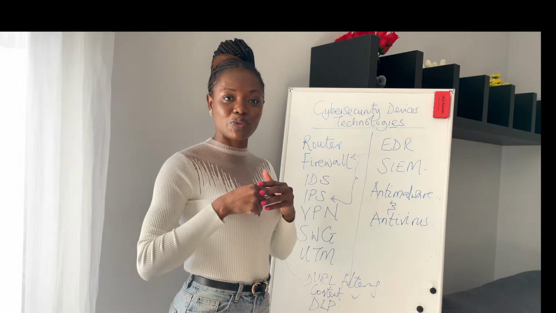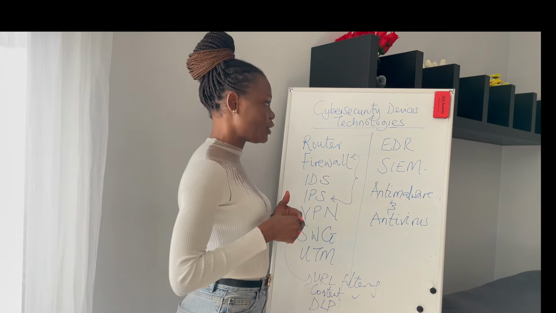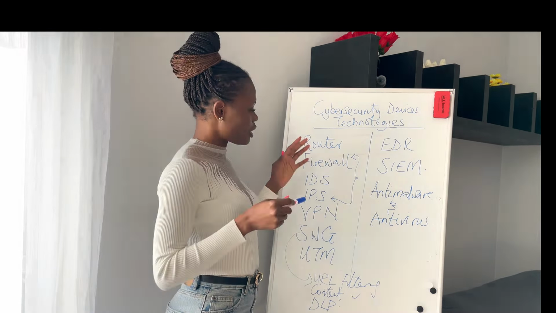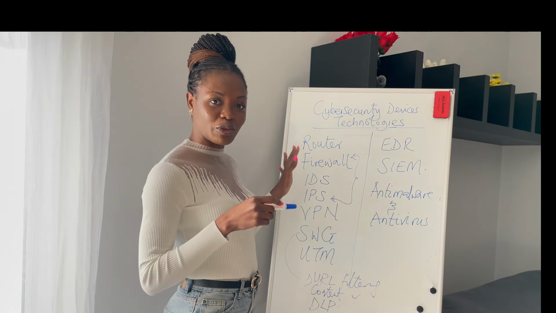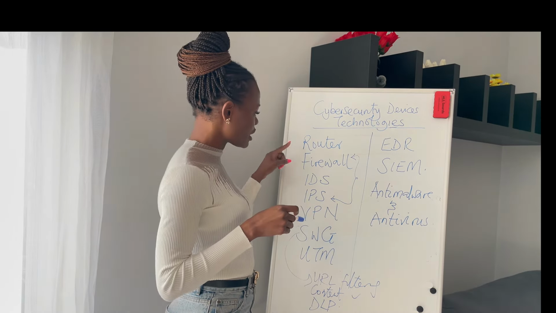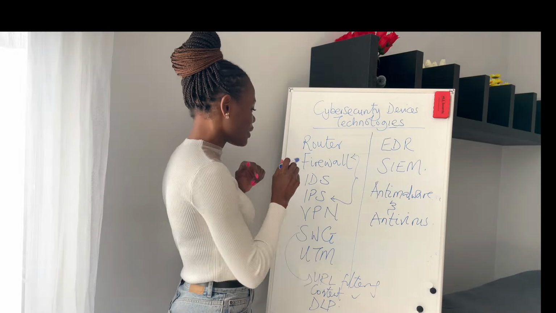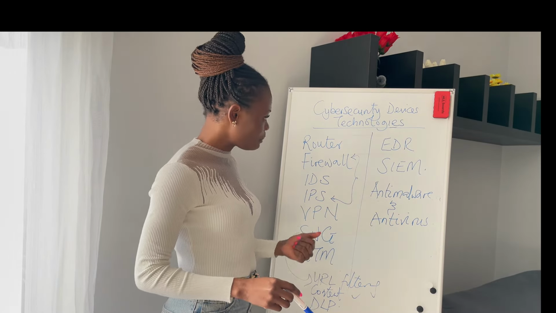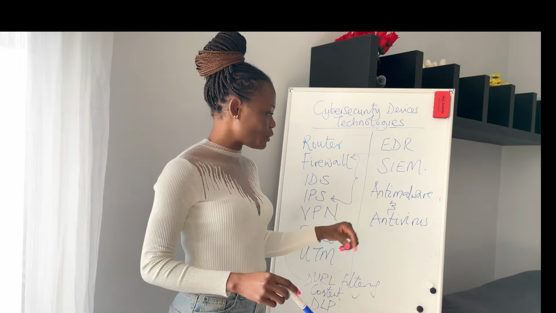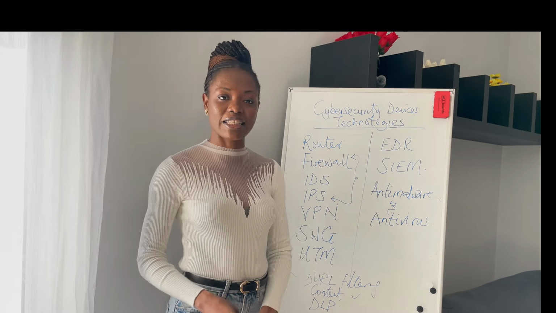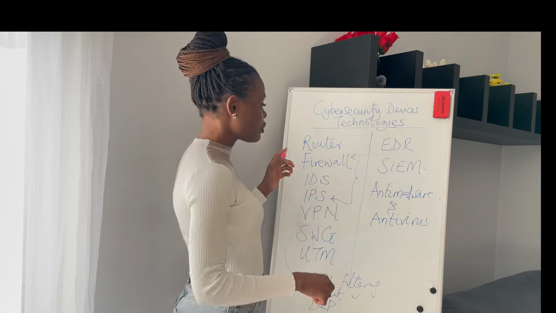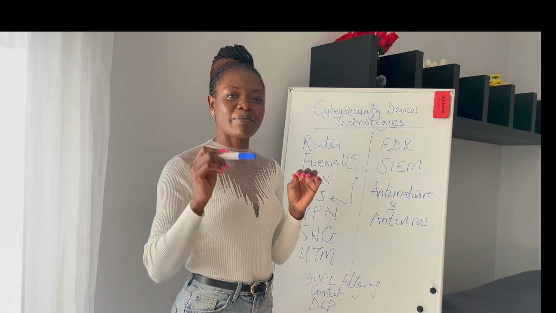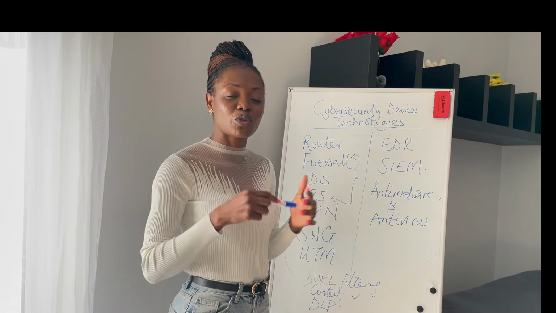with you about security devices and technologies, and we can also call this technology solution, like security solution. So I'll be running through this list that I already have on the board. We have router, we have firewall, we have IDS, IPS, VPN, SWG, UTM, we have EDR, SIEM tool, we have anti-malware and antivirus. So I'll be going through them one at a time. I'll try my best to explain them as simply as possible so that you'll be able to get them.